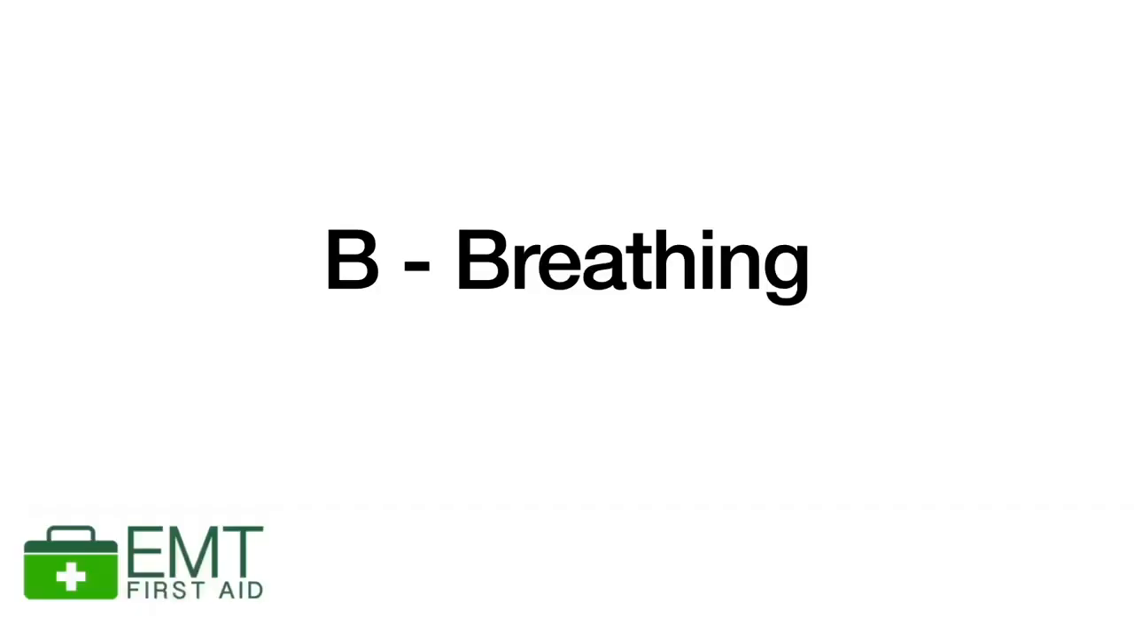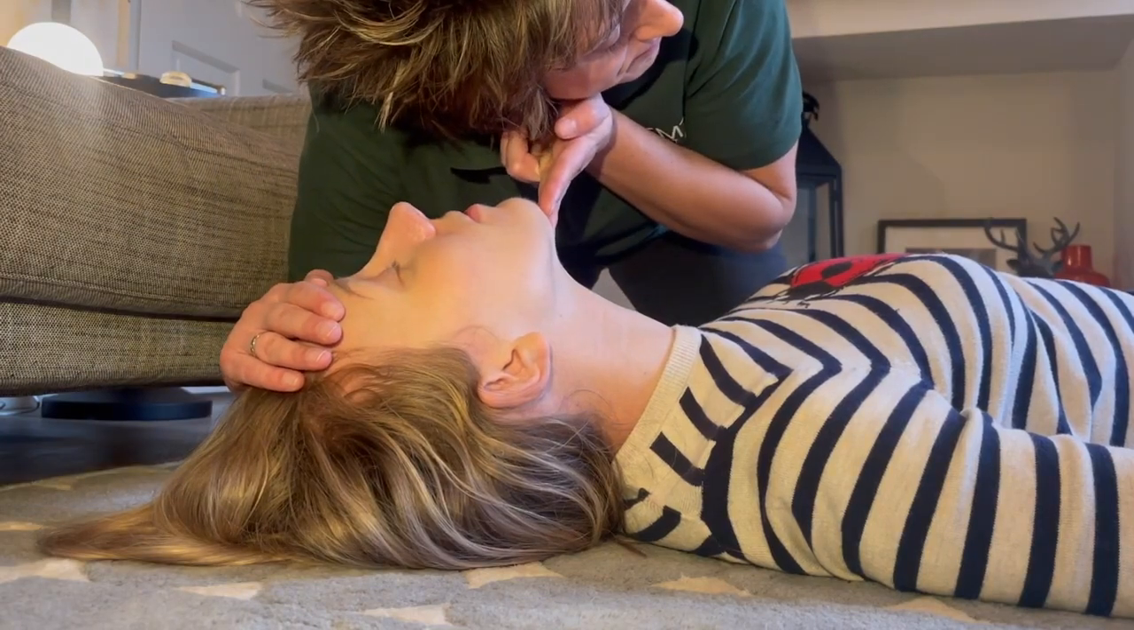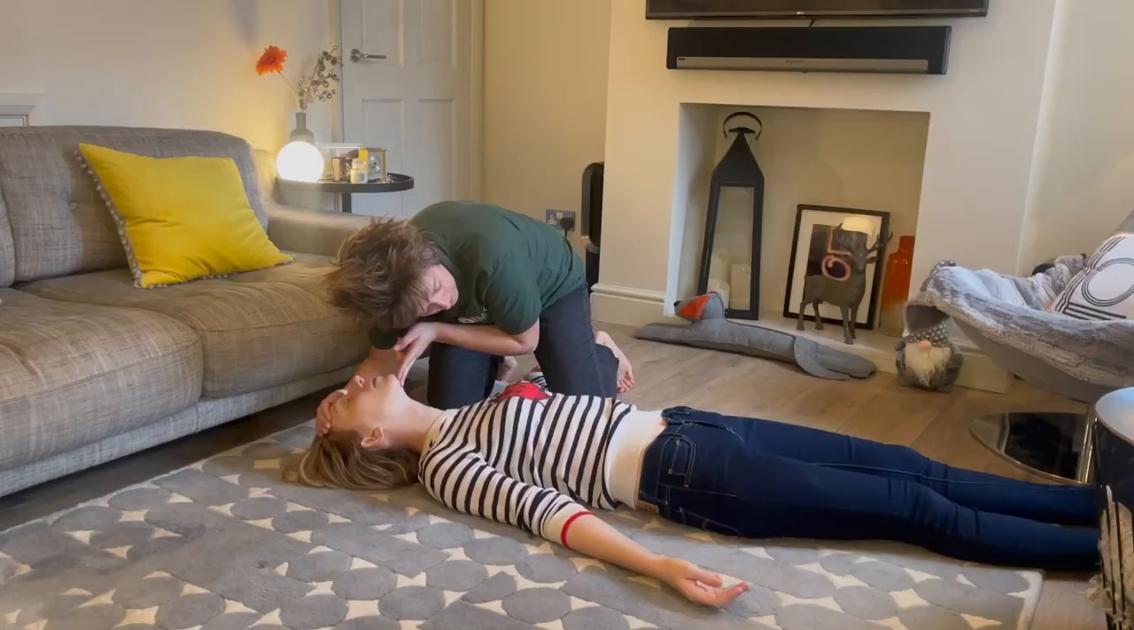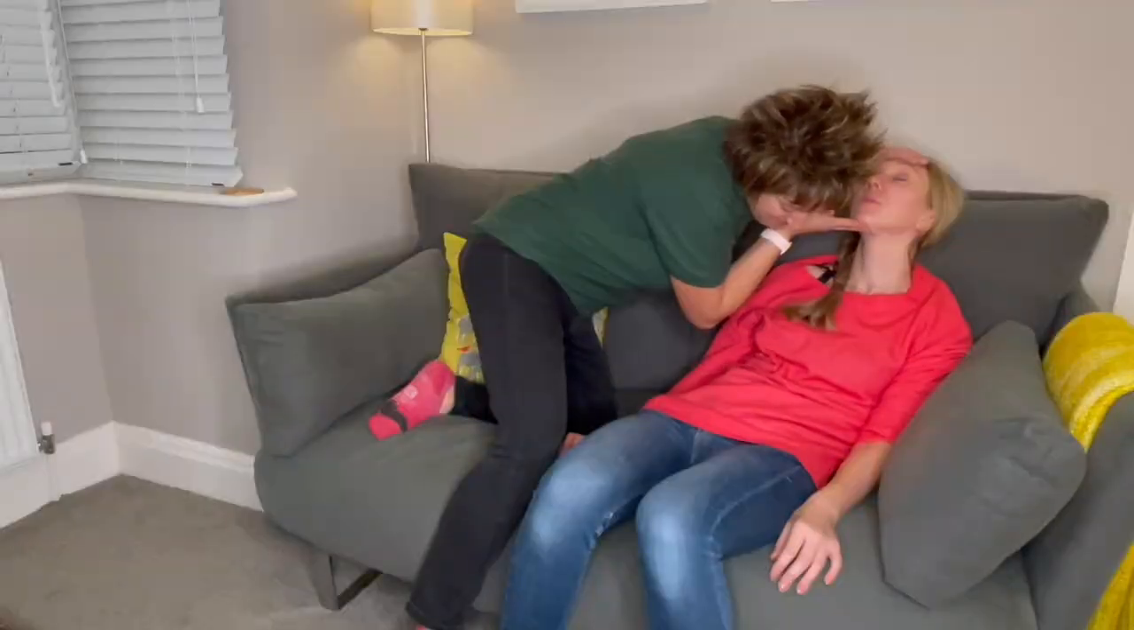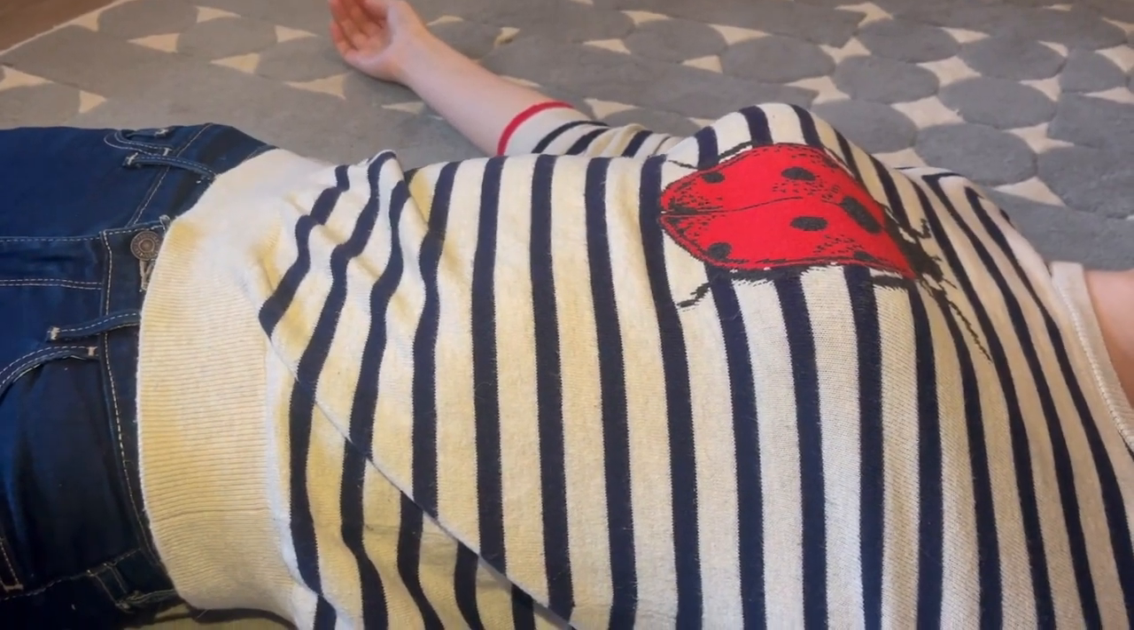And then we're going to do B for breathing. We're going to look, listen, and feel for normal breathing for up to 10 seconds. If this is an adult, they should be breathing at least 2 to 4 times in that 10 seconds. And it has to be normal breathing like you and I are doing right now. So you should see the chest rise and fall, feel the breath on your cheek, and hear it as well.